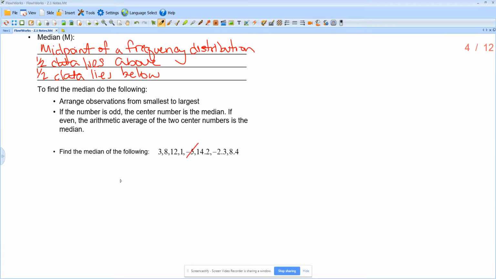So just for this example, if I organize this from least to greatest, and you'll notice what I do is I check off, so -5, -2.3, looks like 1 is next. I can't really get that point. Looks like 3. Then we have 8, 8.4, 12, and 14.2. So in this set, we have 1, 2, 3, 4, 5, 6, 7, 8 different numbers.